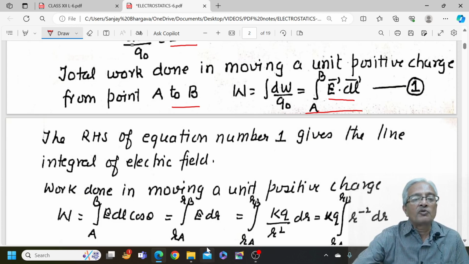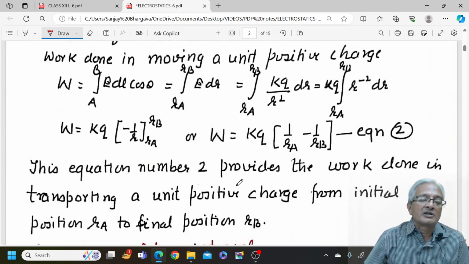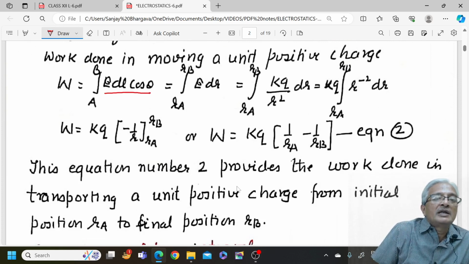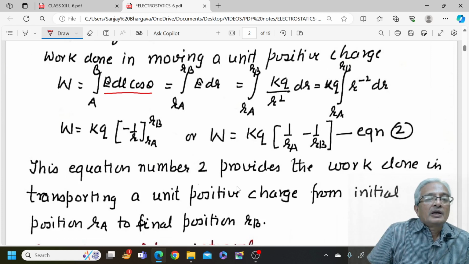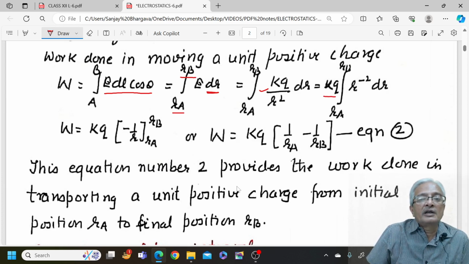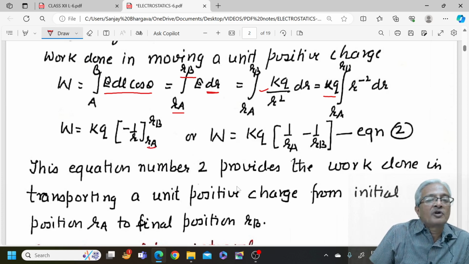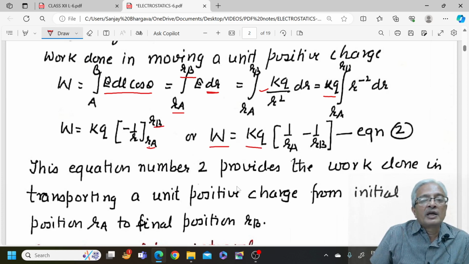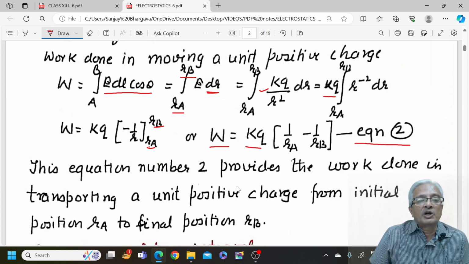We need to calculate what would be the work done in moving a unit positive charge. So E dot dl can be written as E dl cos theta. Now dl cos theta, we can replace it by dr. What was the value of electric field? kq upon r square. The position vector for A point is RA and for B is RB. Now k and q are constant, we have to integrate r power minus 2 dr, which is minus 1 upon r, and the limits ranging from RA to RB. So simplifying, we get W would be equal to kq times 1 upon RA minus 1 upon RB, and we term it as equation number 2.